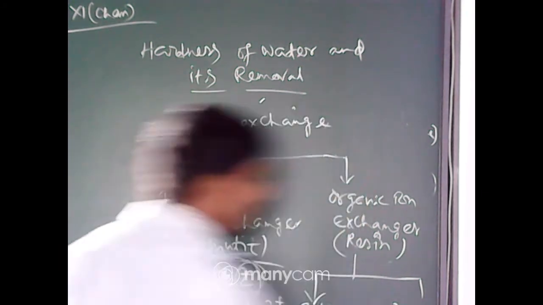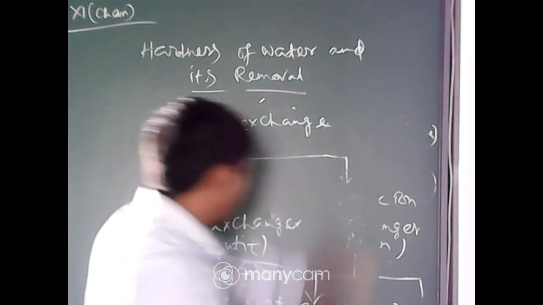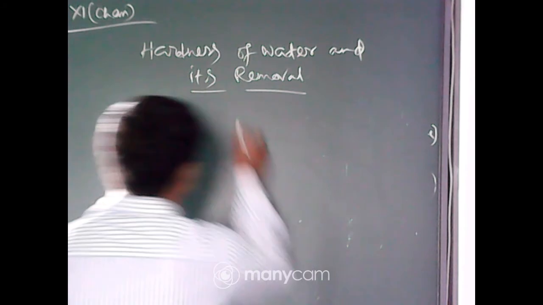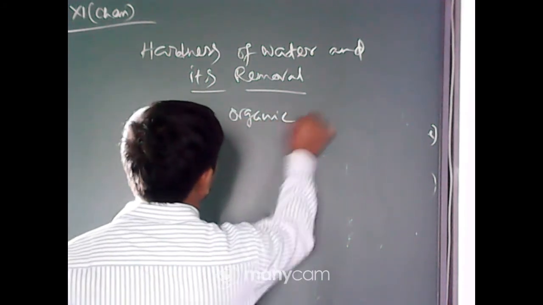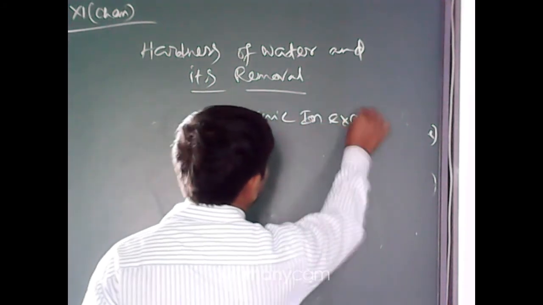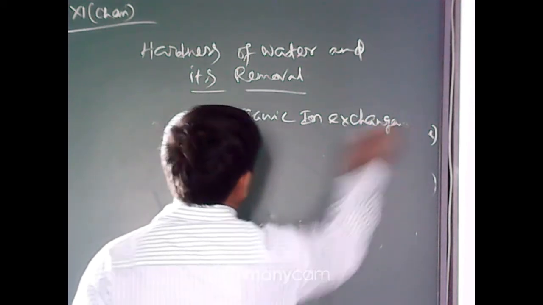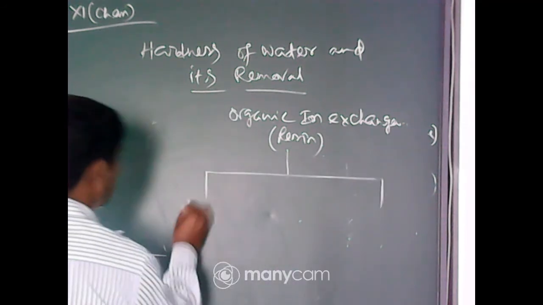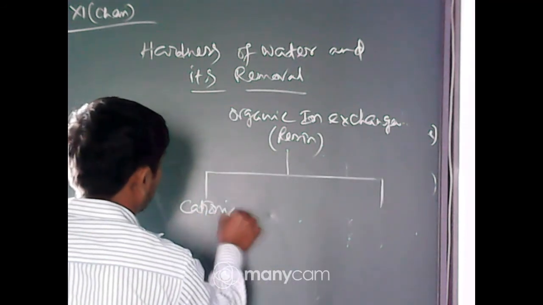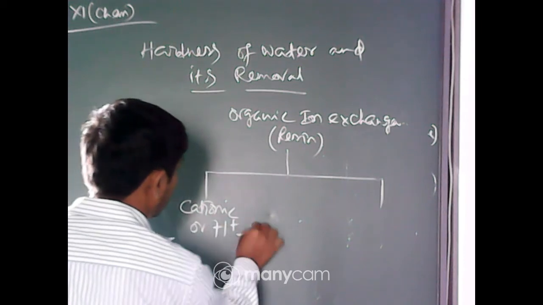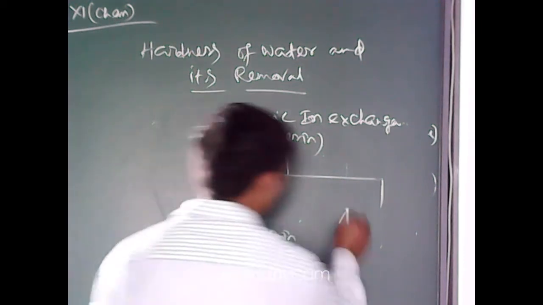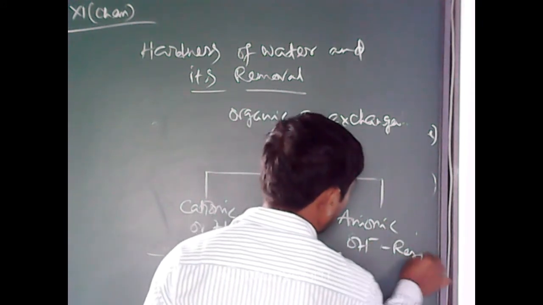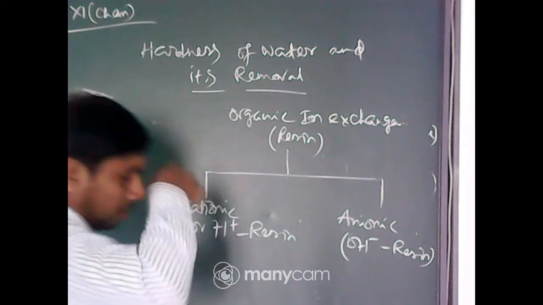So the organic ion exchanger, or resin, is of two types: one is cationic, or H plus resin, and another one is anionic, OH minus resin.